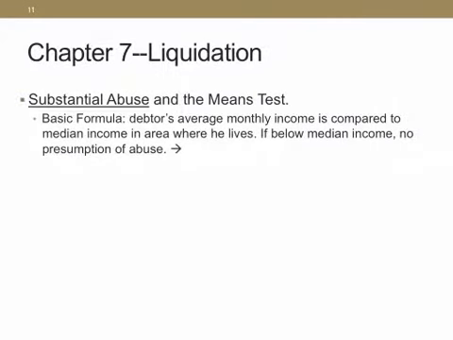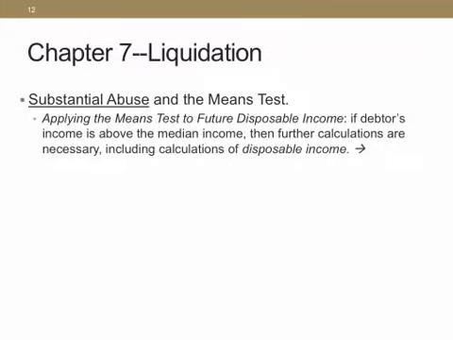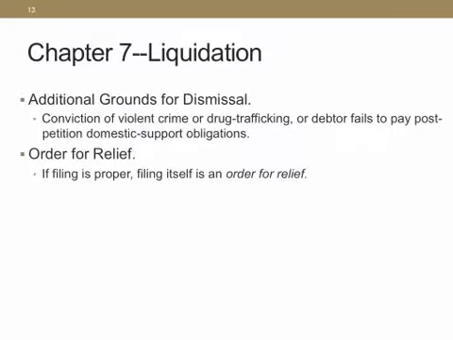There's the substantial abuse and means test. The basic formula is to take the debtor's average monthly income and compare it to the median income in the area where he lives. If it's below the median income, there's no presumption of abuse. Also, there's applying the means test to future disposable income. If the debtor's income is above the median income, then further calculations are necessary. This would include a calculation of disposable income.